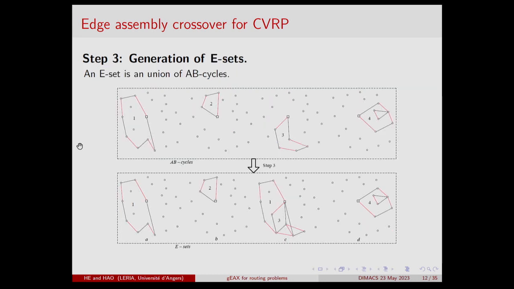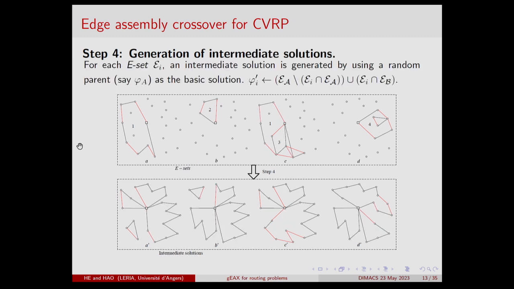And in the next step, we try to generate some E-sets. Each E-set consists of one or more AB cycles. And in the next step, we try to generate some intermediate solutions based on E-sets and a parent solution such as phi A. So given a number of E-sets A, B, C, D, we can have the same number of intermediate solutions.